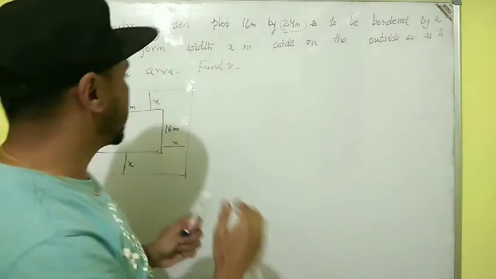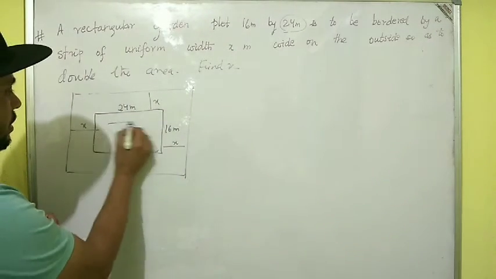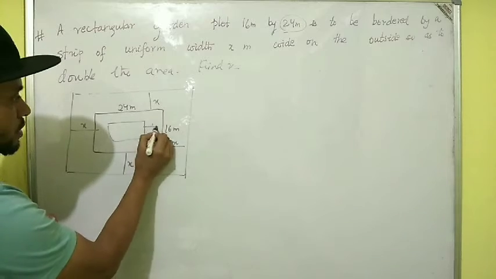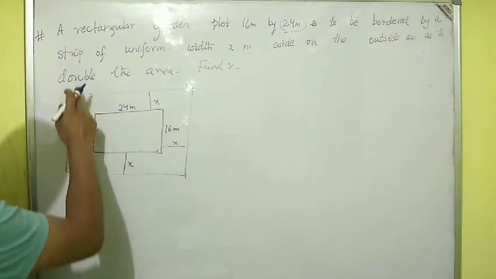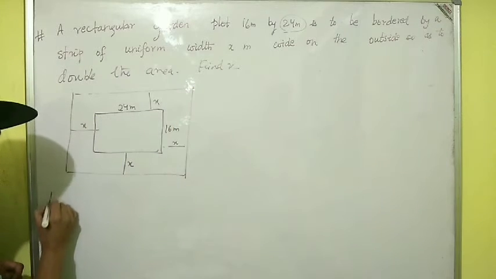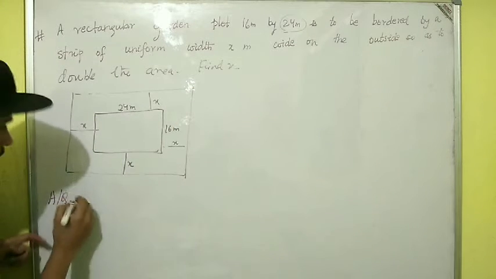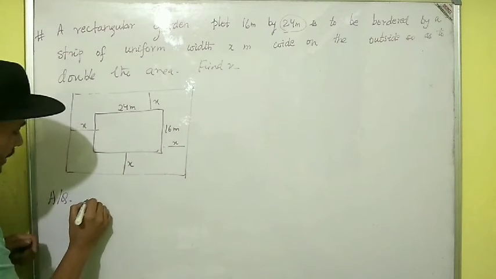So now this is very important, whether it's outside or inside. If it is inside, then we have to draw it here, then this is your width, which has to be x. But here it is given outside, so as to double the area. Now, what is given here is, according to the question, this condition is important.